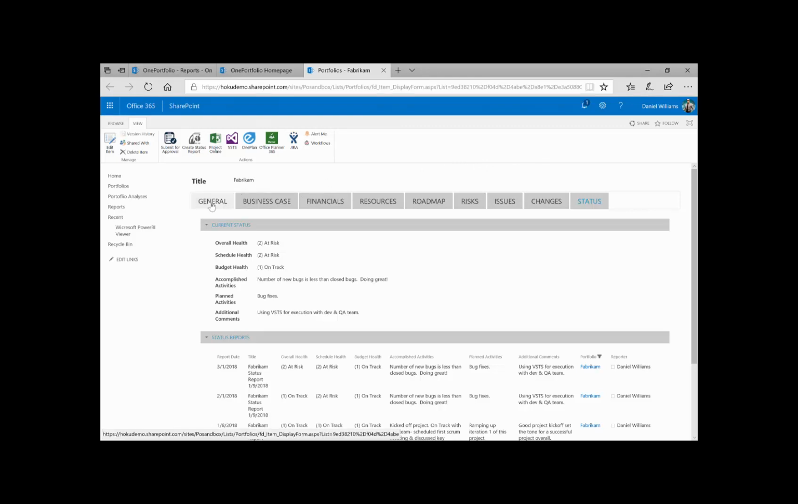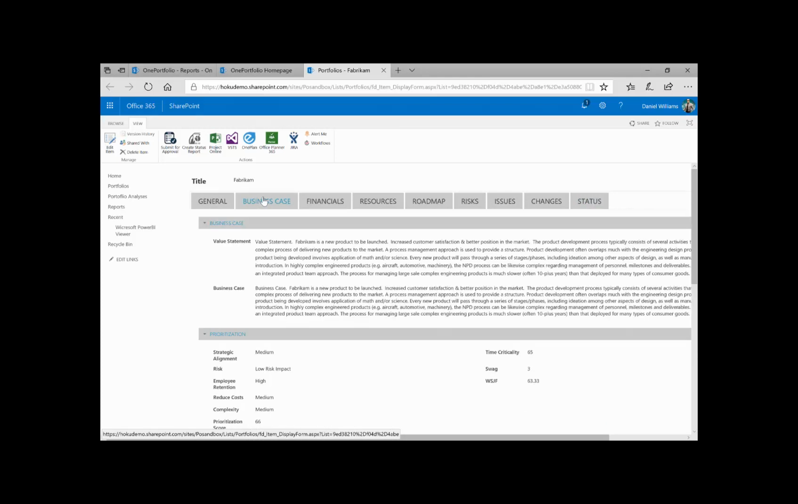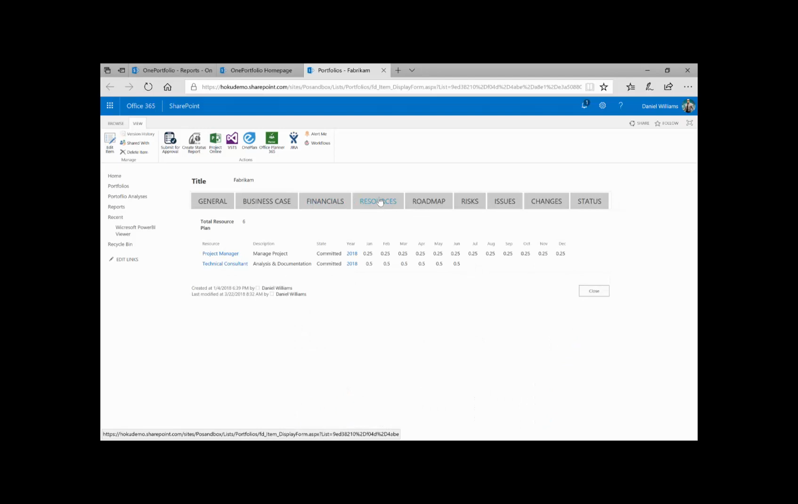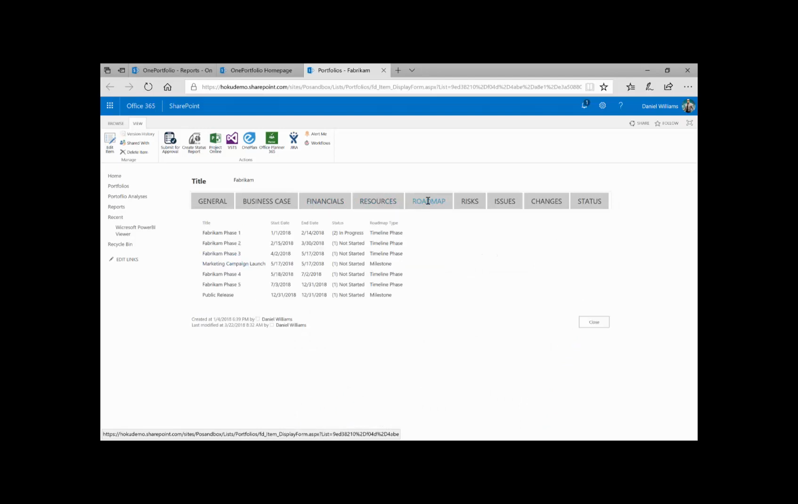Notice here I've got general overview information about this portfolio item. I have the original business case information that helped justify that. I have different financials where the costs are being driven, where I have labor and other budgets and have budget versus forecast versus actuals and have that all summarized at the top. I have resource information for the capacity plans. I've got the roadmap information for the different milestones and phases that will be accomplished.